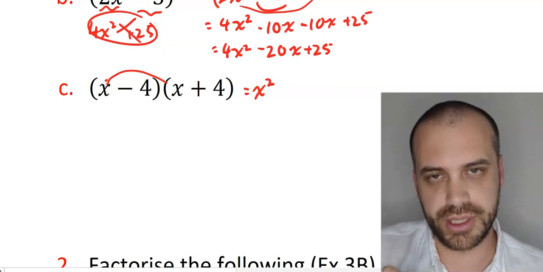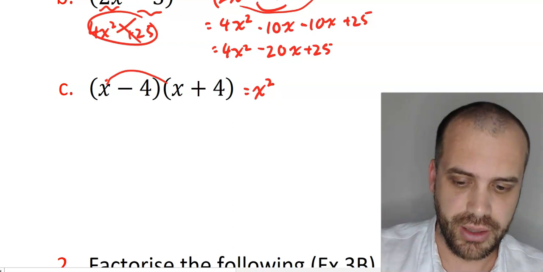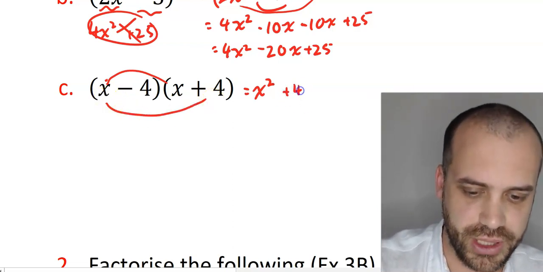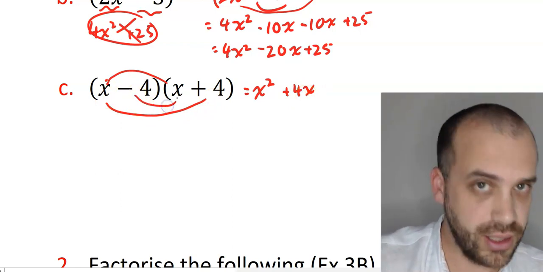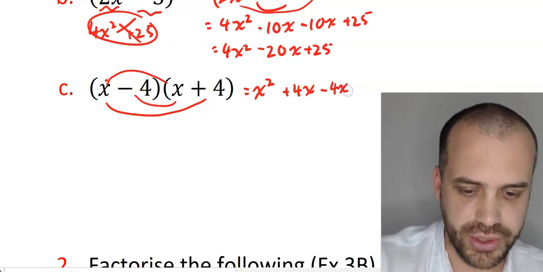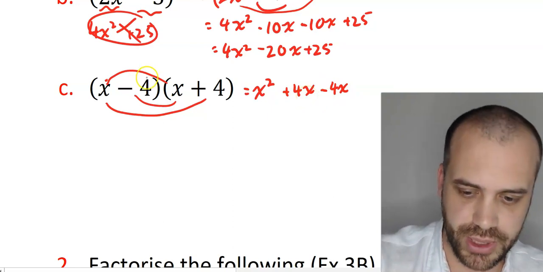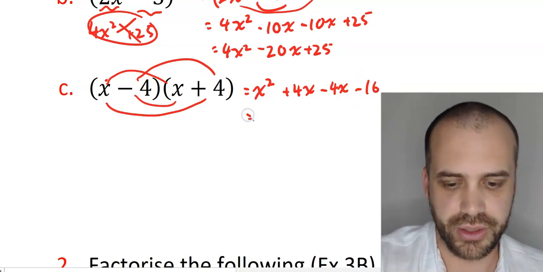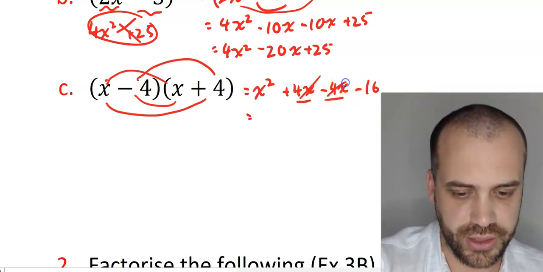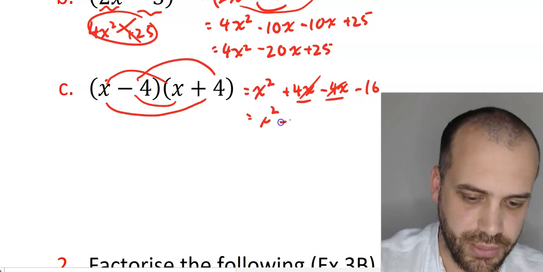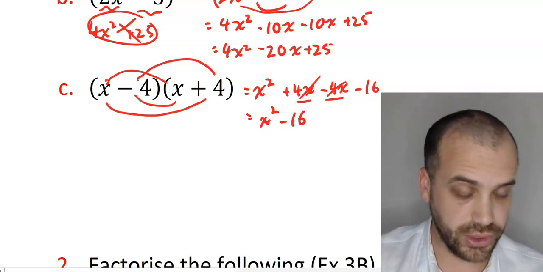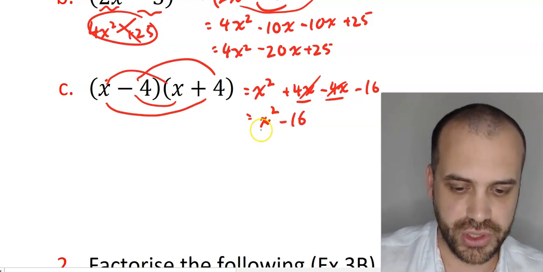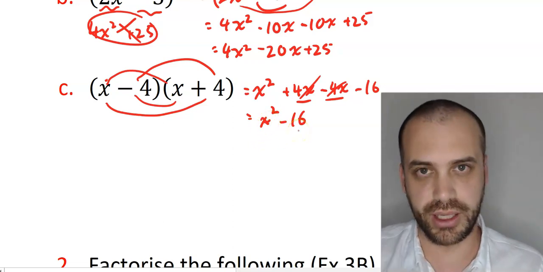Now you can skip this next little bit if you know the pattern, because the outer bit is positive 4x, x times 4 is positive 4x. The inner bit is negative 4x. And so those are going to end up cancelling each other out. Continuing, -4 times +4 is -16. So they cancel each other out, and we're left with x squared minus 16. The reason it's called the difference of two squares is because there is a difference, the subtraction of a square and another square. Again, that's another pattern.